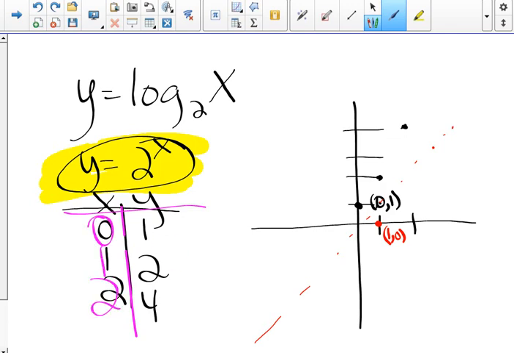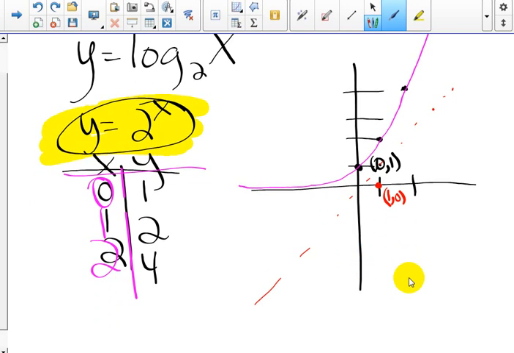So 2 to the 0 power is 1. 2 to the first power is what? 2, and 2 squared is? So graph those 3 points. So 0, 1, 1, 2, and 2, 4. Now, graph that. And it's going to do something like that. Now reflect those. And you're done. That's how easy it is.